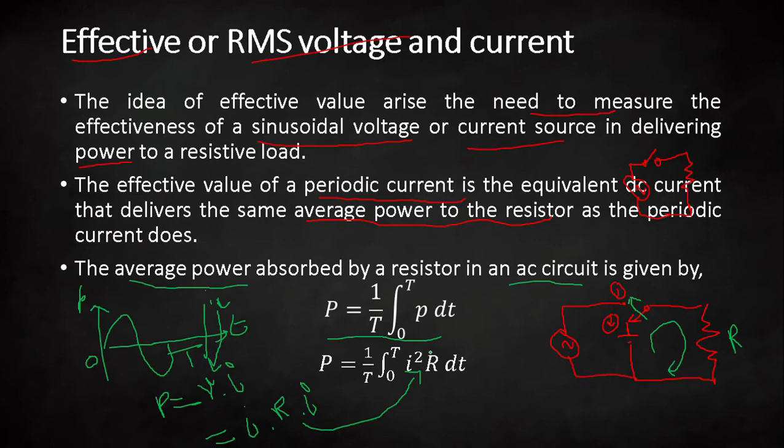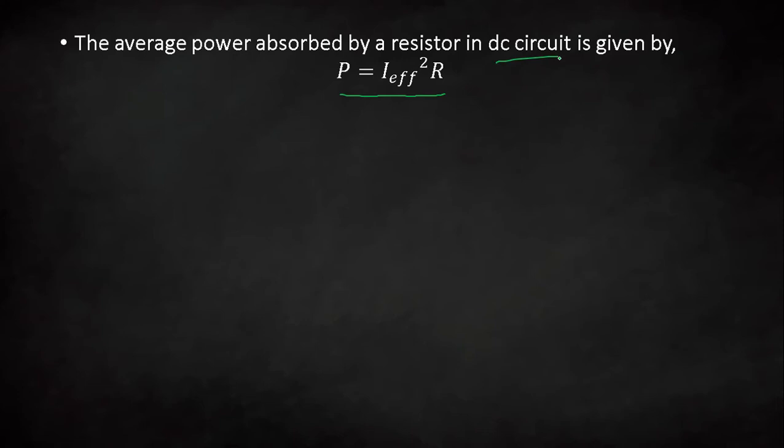Now let me come to that point. In case of a DC circuit, your power will be simply I square R, because the input signal is a DC signal. It will look something like this, V DC, with the time axis and the voltage axis. But in case of the AC source, the nature of the signal will be sinusoidal. That is why we have to take the integration over one period, that is 0 to T, p dt.